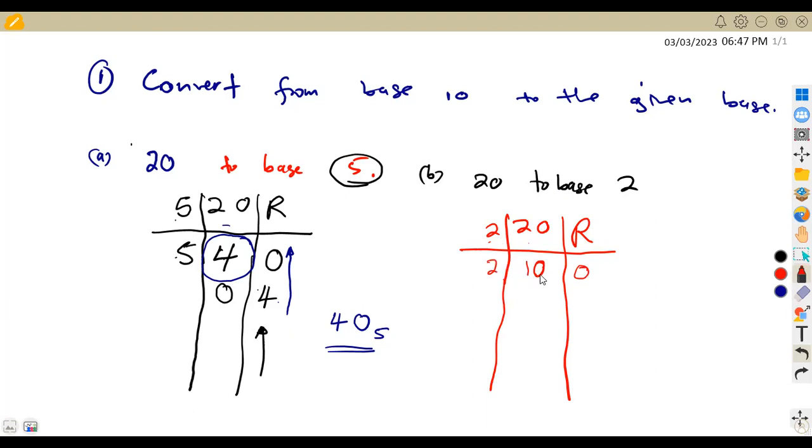We divide by 2 throughout. So 10 divided by 2 is 5, and we've got a remainder of 0 again. We do the same by 2: 5 divided by 2 is going to be 2, remainder 1. We do the same by 2 again: 2 divided by 2 is 1, remainder 0. We do the same by 2: 1 divided by 2.